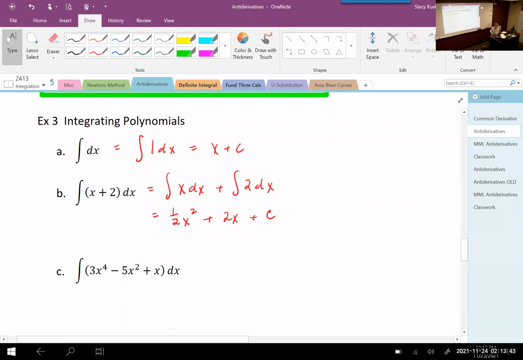The integral of 3x to the 4th minus 5x squared plus x dx.